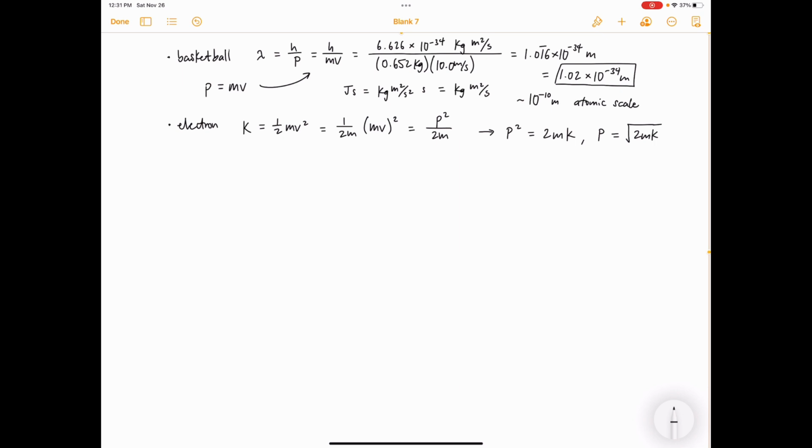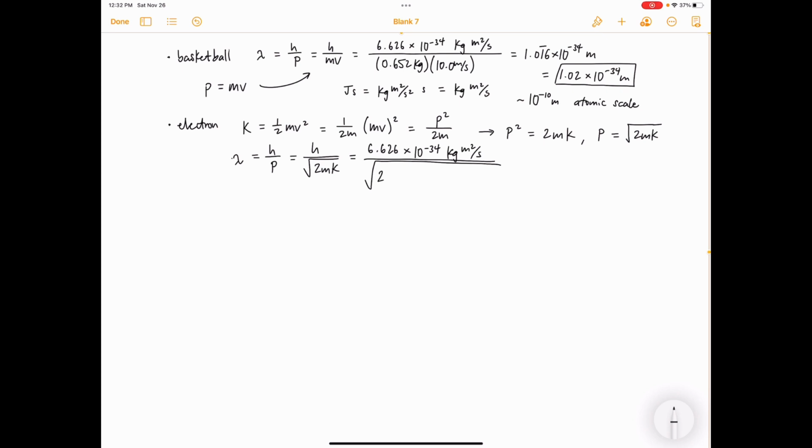All right, so if that's my momentum, I can plug that into my formula for the de Broglie wavelength. Lambda is h over p, so that's going to be h over the square root of 2 times m times K. Okay, so we have h, that's 6.626 times 10 to the minus 34, and the units are kilograms, meters squared per second. And then we're dividing by the square root of 2 times m times K.